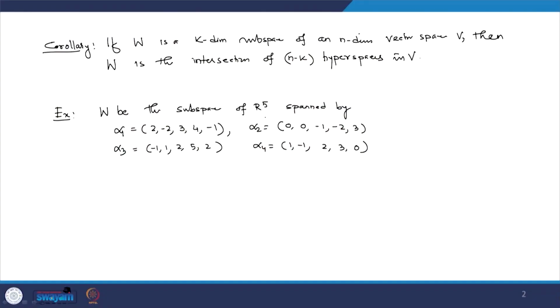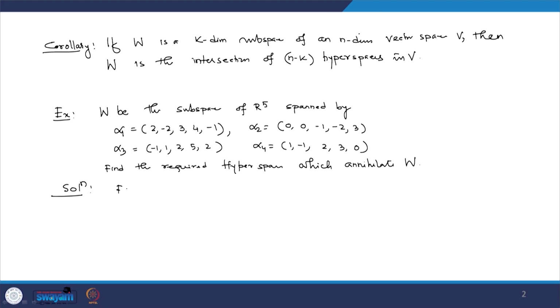So, let W be the subspace of R5 spanned by alpha 1, alpha 2, alpha 3, alpha 4. Find the required hyperspaces which annihilate W. So, let me go to the solution please. First I have to identify the dimension of the subspace W.